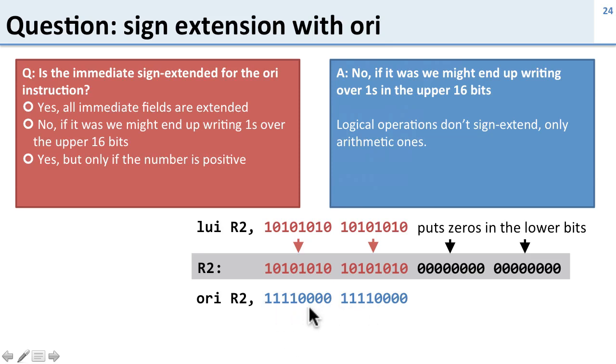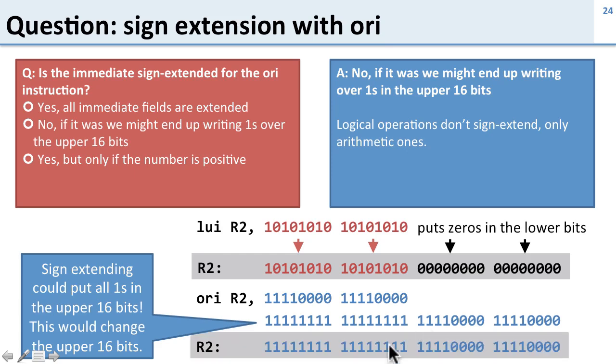Here's our ORI. What would happen if it was sign extended? Well, we'd sign extend it like this. We get a whole bunch of ones here because the last value is a one. When we then went through and ORed this in, we'd replace all of the zeros up here with ones and we'd get the wrong value. So logical operations don't sign extend when they use immediates. It's only the arithmetic ones which do that because they figure you're adding numbers.